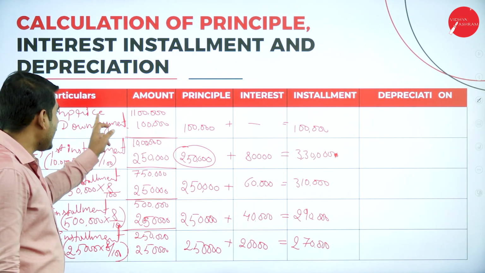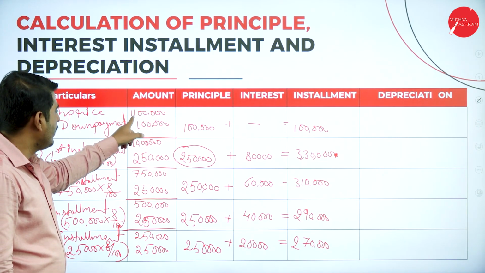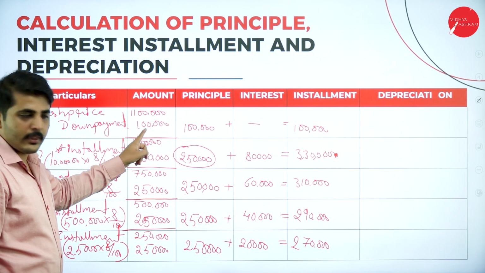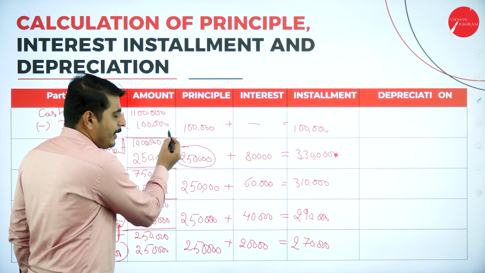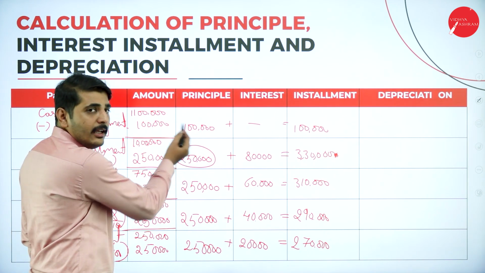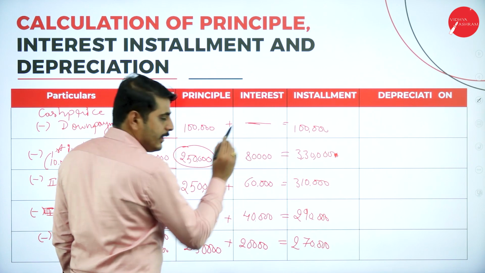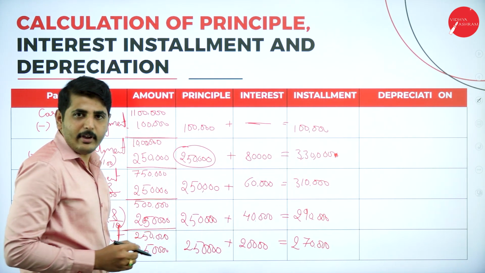See, what is the cash price of the car? Total for the car equals 11 lakh. Okay. What is the down payment we paid? 1 lakh rupees down payment we have paid. See, the down payment is also part of principal. That's why I have written 1 lakh rupees here. There is no interest on the down payment. So 1 lakh rupees is a part of the installment we have paid.